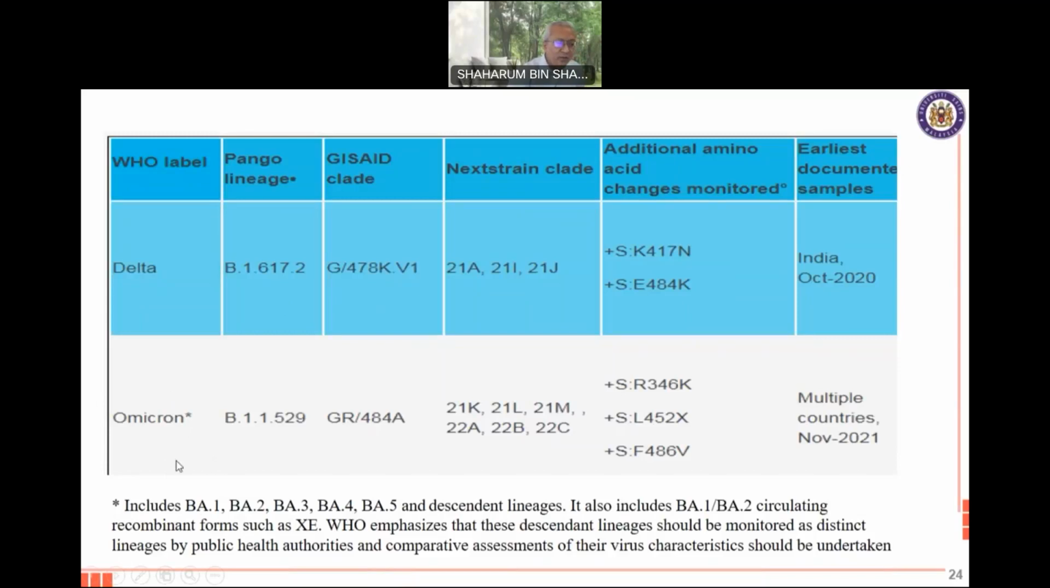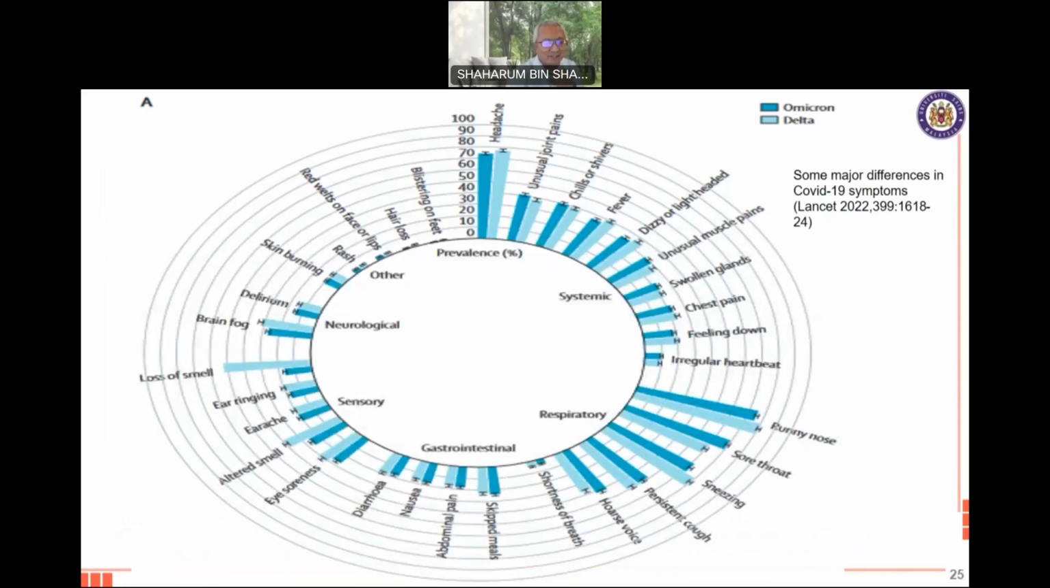And this Omicron has a few sub-lineages. They have BA1, BA2, BA3, BA4, and so on. And also the recombinants of Omicron, because all these BA1, BA2, BA3, BA4 can interact with each other to do recombination and produce what they call the new variant XE. Okay, the new recombinant Omicron variant.